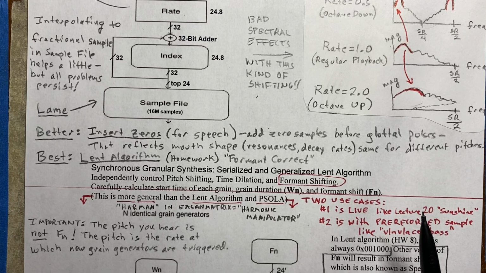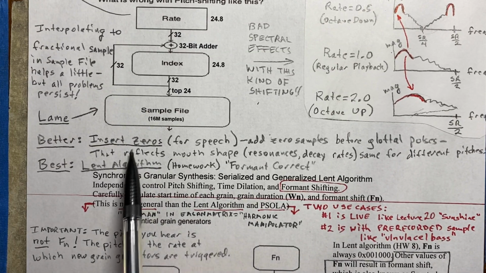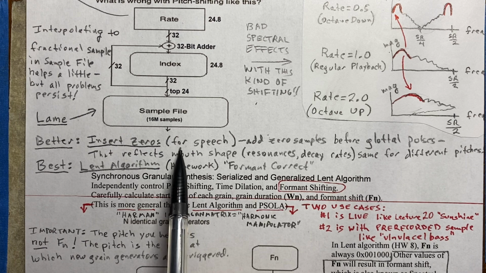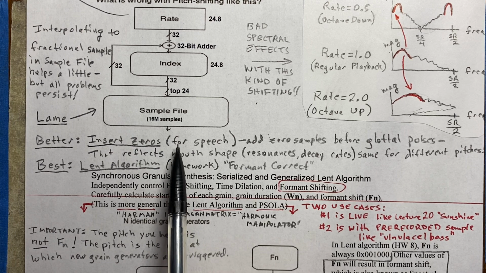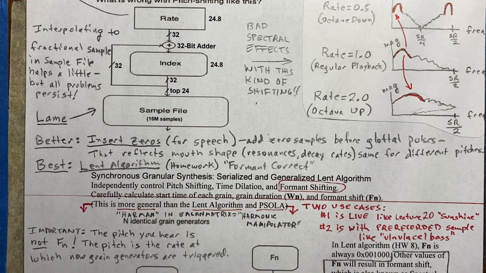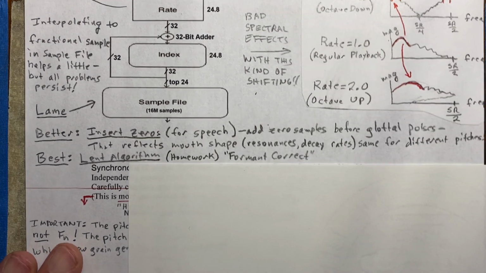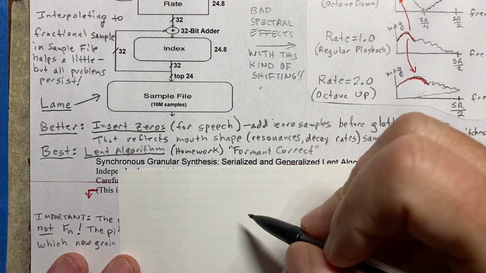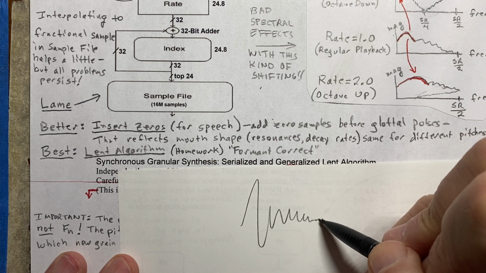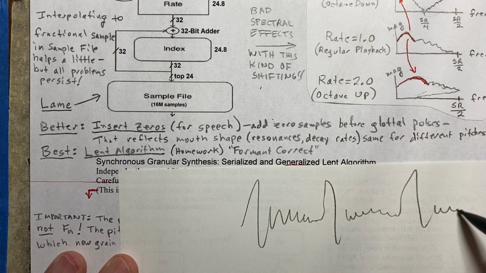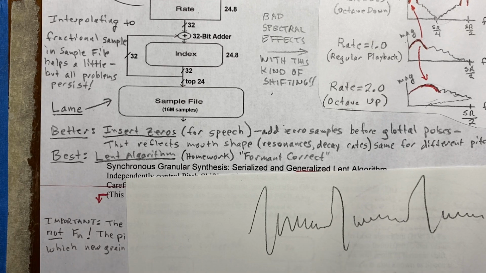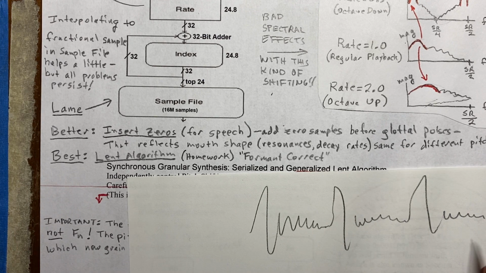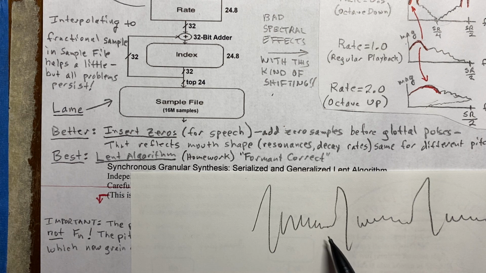A better technique that you can do is to insert zeros. Now this really only works for some speech sounds. For acoustic instrument sounds, it generally doesn't work so well, and I can show you why. If you assume a speech sound, you've got a glottal pulse, and then it dies out. And then you've got another glottal pulse, and it dies out. You've got another glottal pulse, and it dies out. This is because there isn't a long resonating time in your mouth. So by the time the next glottal pulse comes along, most of the energy of the sound has died out.